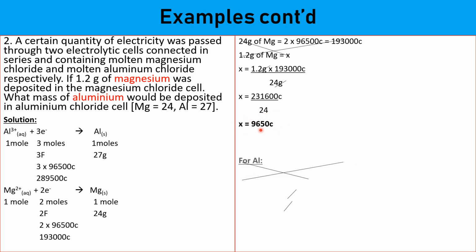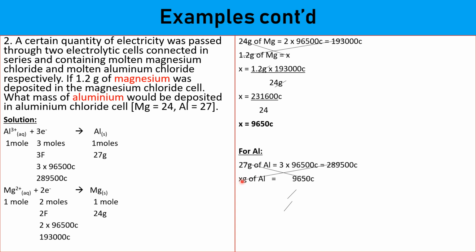So we don't know, and we have to find it. So let's look at it. For aluminium, we can see that in the equation here, 27 gram of aluminium was deposited by 3 Faradays, which is 289,500 coulomb. And that is what I have here. 27 gram of aluminium is equal to 289,500 coulomb. So if this quantity of electricity is the quantity of electricity that passes through the two electrolytic cells and had deposited 1.2 gram of magnesium, what mass of aluminium will it deposit?